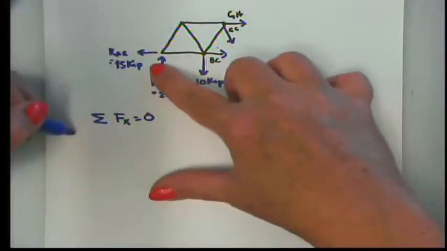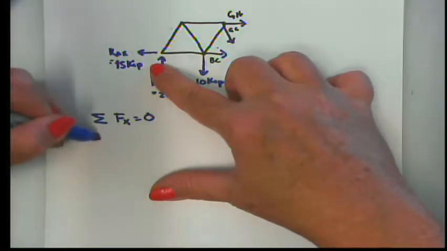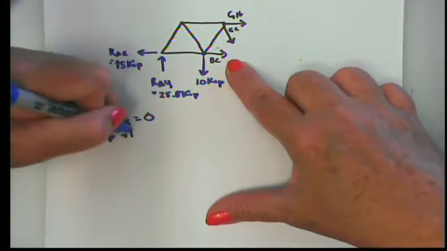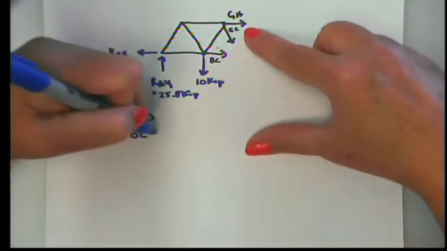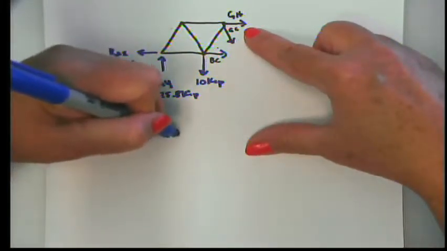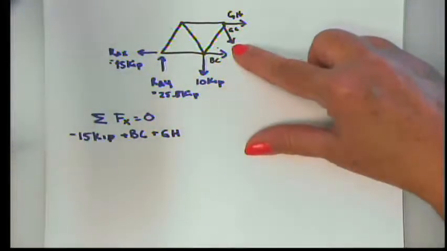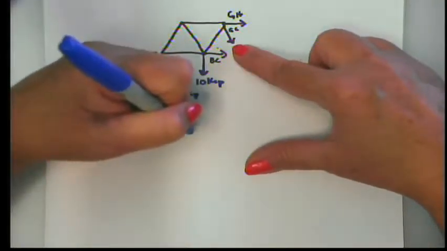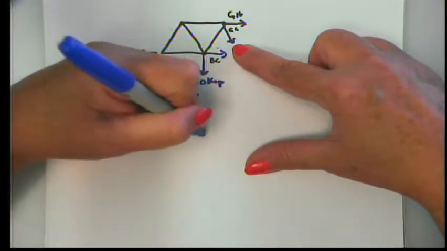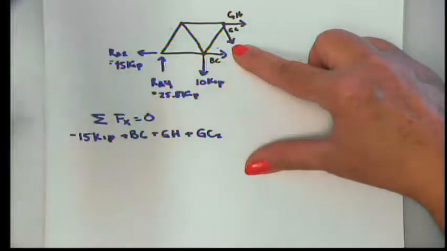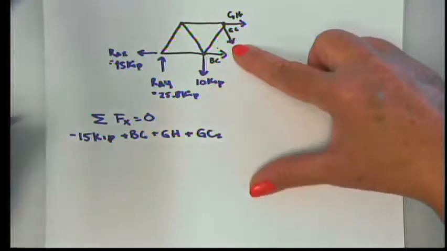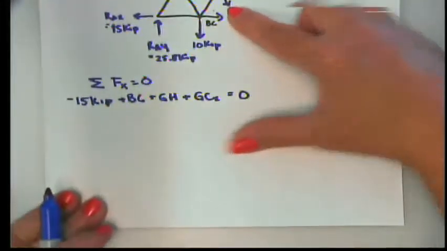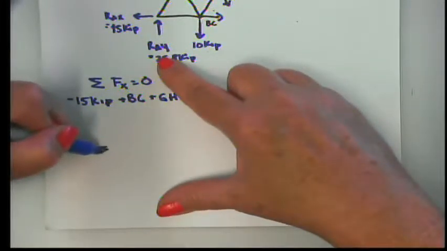Okay, summation of forces in X on this section equals 0. What do we have? Negative 15 kips. We have the entirety of BC, which I've drawn positive. We have the entirety of G sub H. And we have the component of G sub C, which is positive as well in the X direction, plus G sub C in the X direction. We'll have to use a little trig to figure out what that is. That equals 0.